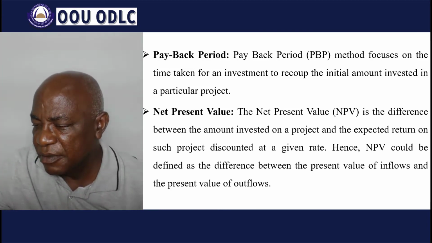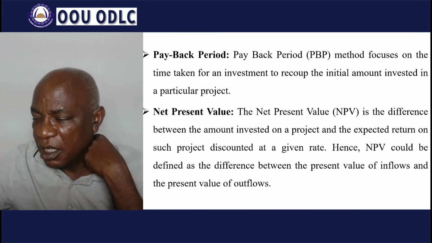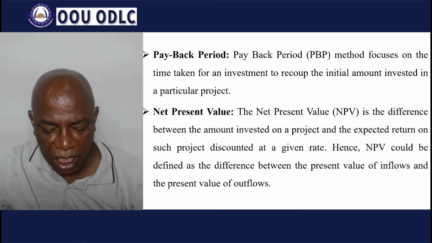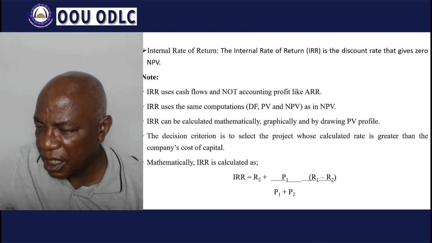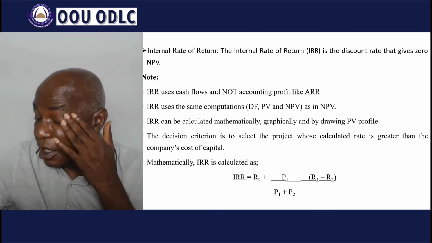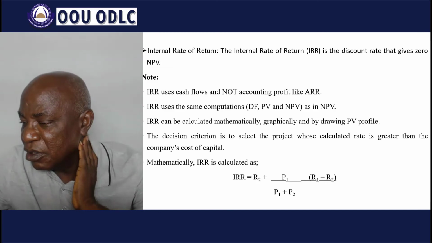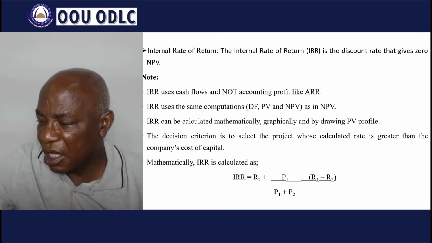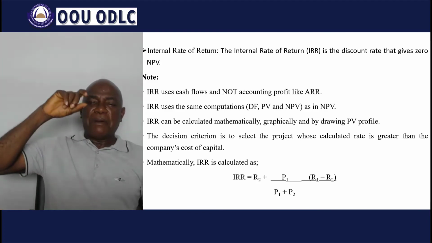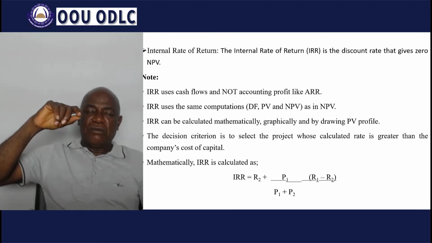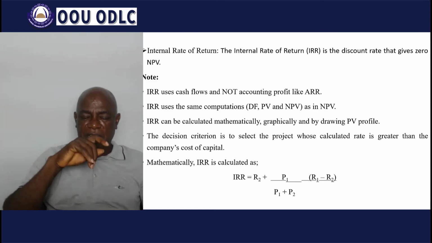So with that taken, we can also consider the advantages and disadvantages of that method before we go to the last method, which is referred to as the internal rate of return. The internal rate of return, again, don't forget we are talking about rates here, so the answer must be in percentage. The internal rate of return is that discount factor that will give you 0 NPV. There's a particular rate, if you apply it to discount the revenue or the returns and the investment, it will give you a net present value of 0.